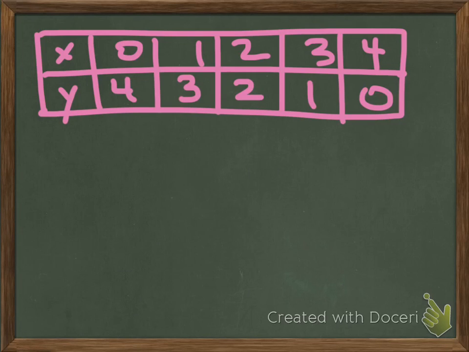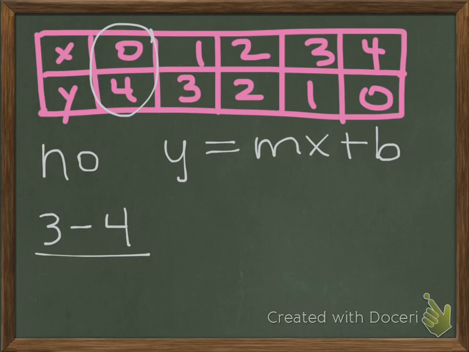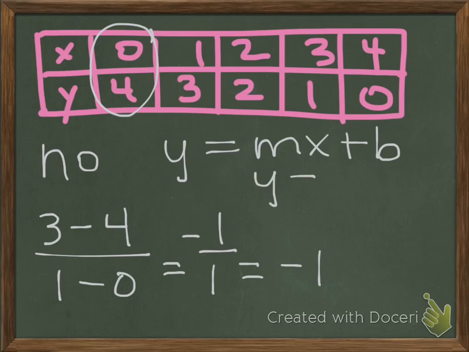And then one more. Again, we're looking at when 0 is x, y is something different, so that's a no. So we use y equals mx plus b. We find our slope first. Let's use the first 2 points. So 3 minus 4 for our y's, and 1 minus 0 gives us negative 1 over 1, or just negative 1. So that's our slope.